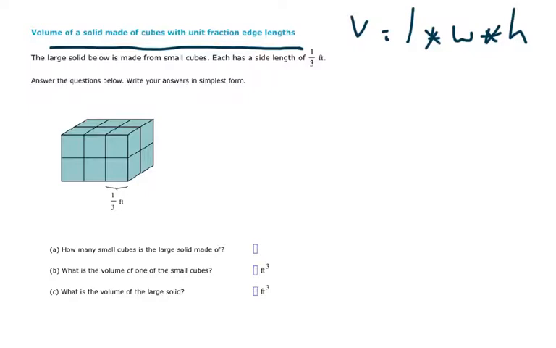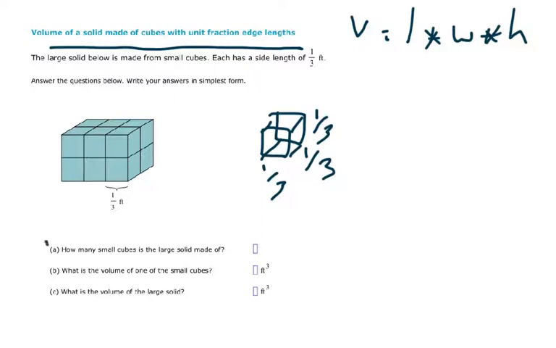So in this case, the large solid below is made from small cubes. Each has a side length of 1/3. Well, we do know, since it's a cube, that the definition of a cube is that every side is the same length. And in this case, every side is 1/3. I really need to get one of those pencils. Every side's 1/3 of a foot. Okay? So answer the questions below. Write your answer in simplest form.